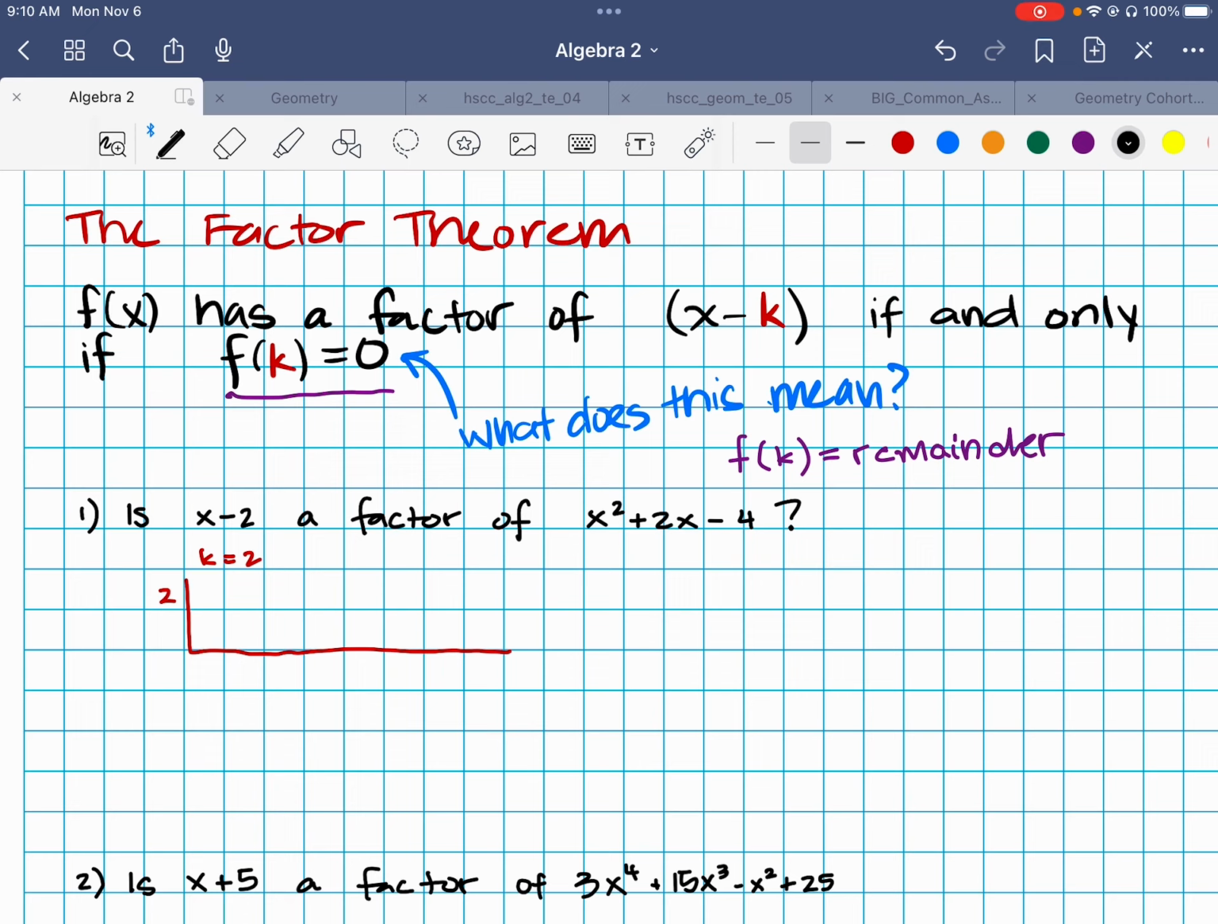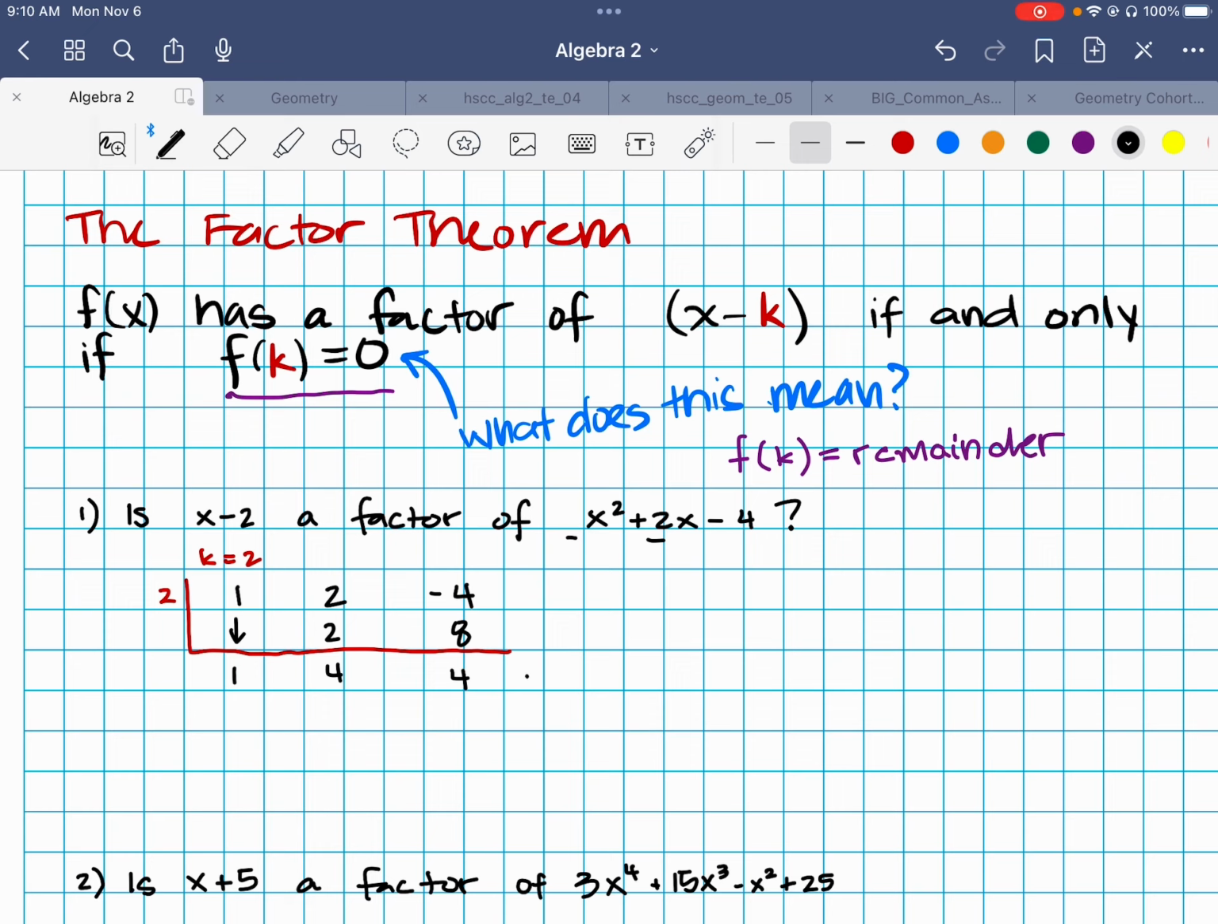Then we take the coefficients of what we're dividing: 1 for x squared, 2 for x, and negative 4. We drop down the 1, then multiply, combine, multiply, and combine. What this tells us is that because the remainder, f of k, does not equal 0, x minus 2 is not a factor.